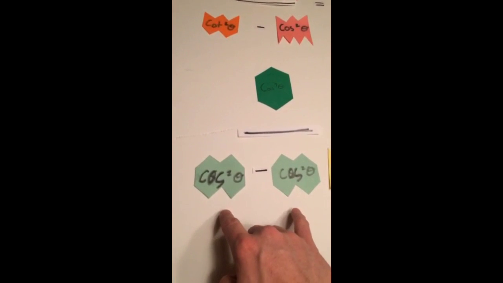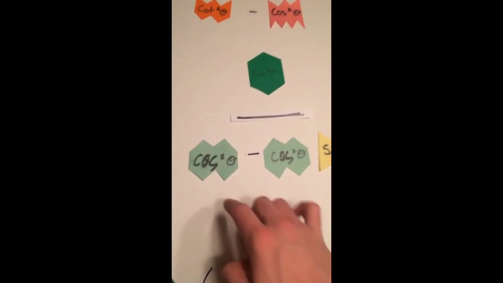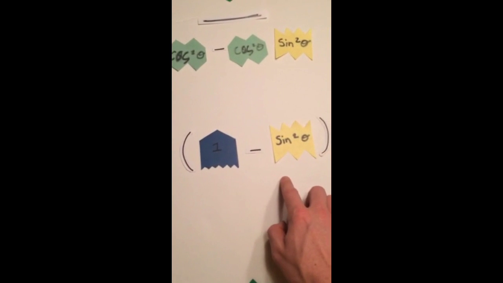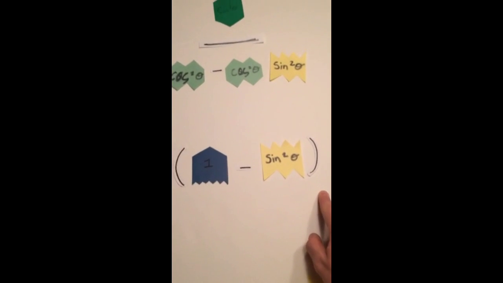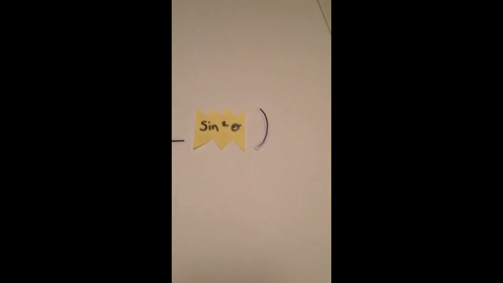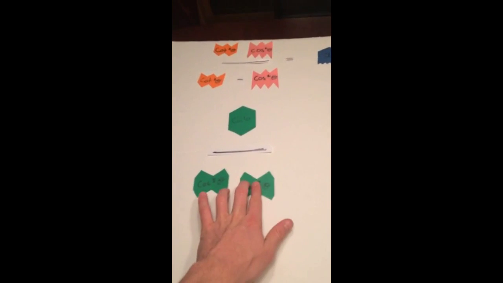Now that we took sine squared theta off of both the top and the bottom of the equation, we can simplify further by pulling out a common factor, which would be cosine squared theta. And now this would look like cosine squared theta in parentheses 1 minus sine squared theta close parentheses. Now we know that from our trig identities, 1 minus sine squared theta does actually equal cosine squared theta. So let me move that up here.